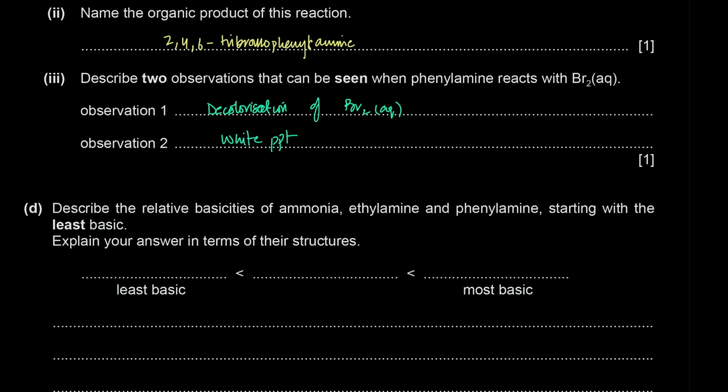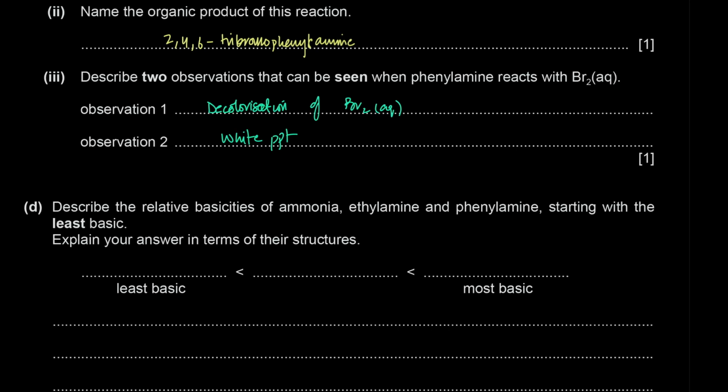Next part says, describe the relative basicities of ammonia, ethylamine, and phenylamine. Starting with the least basic, explain the answer in terms of their structures. Now, if you look at ammonia and ethylamine, which of these is more basic? Ethylamine is more basic, because of the electron donating effect of the ethyl group, which makes this nitrogen more negative. It increases the electron density on the nitrogen, making it more likely to accept a proton.